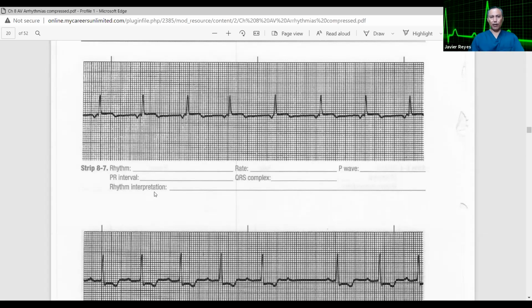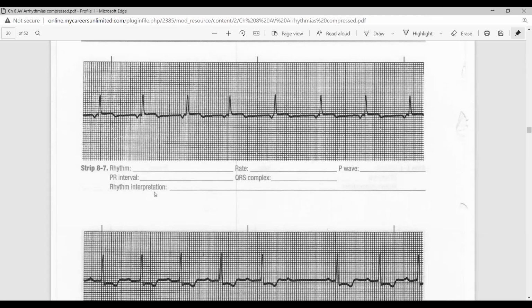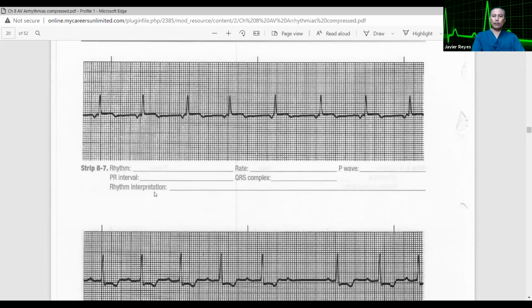This is where you have to remember the heart rates. Accelerated is correct. And the other one's tachycardia. Tachycardia is usually over 100. I'm sorry, yeah, tachycardia is over 100, accelerated 60 to 100. And this is, what is it again? 60? Accelerated junctional rhythm.